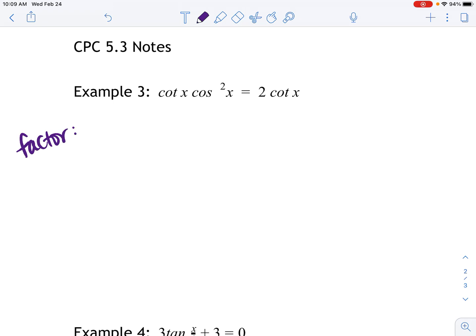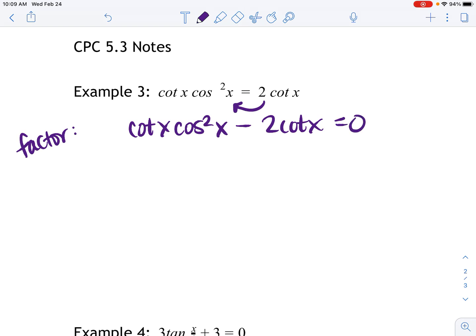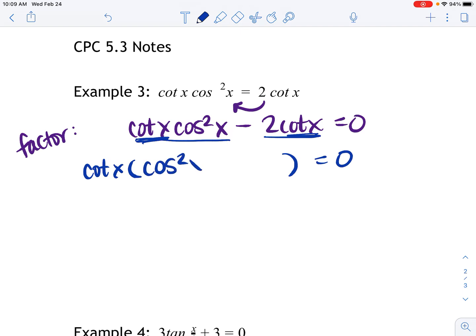The first step when we factor is to bring all the terms to one side. So I'm going to bring them to the left and get it to equal 0, and then we'll factor. Remember, when you are factoring, you are dividing out the greatest common factor. These are two terms, and it looks like cotangent of x is our greatest common factor. It's in both of the terms. So I'm going to factor out cotangent of x, and then everything that's left goes in the parentheses. So this is my factored equation.